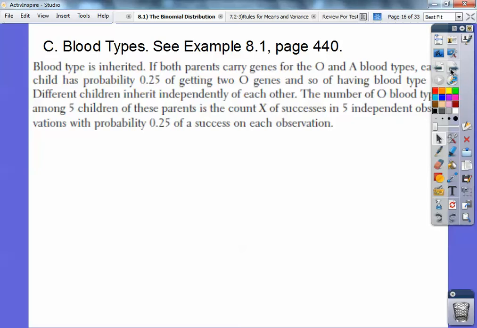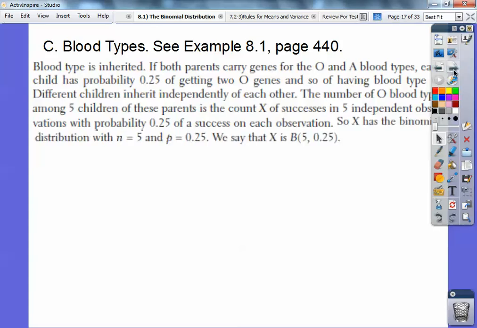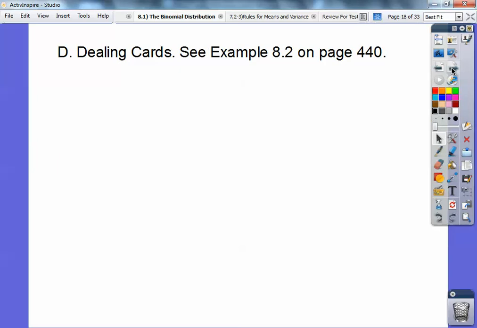Different children inherit independently of each other, so there they are, independent. And the number of type O blood among 5 children of these parents, so there's our n, is the count X of successes in 5 independent observations, and each one has the same probability of 0.25. So it does fall into a binomial distribution. We can write it like this: B(5, 0.25). Just that one could be a binomial because it satisfies all the conditions.